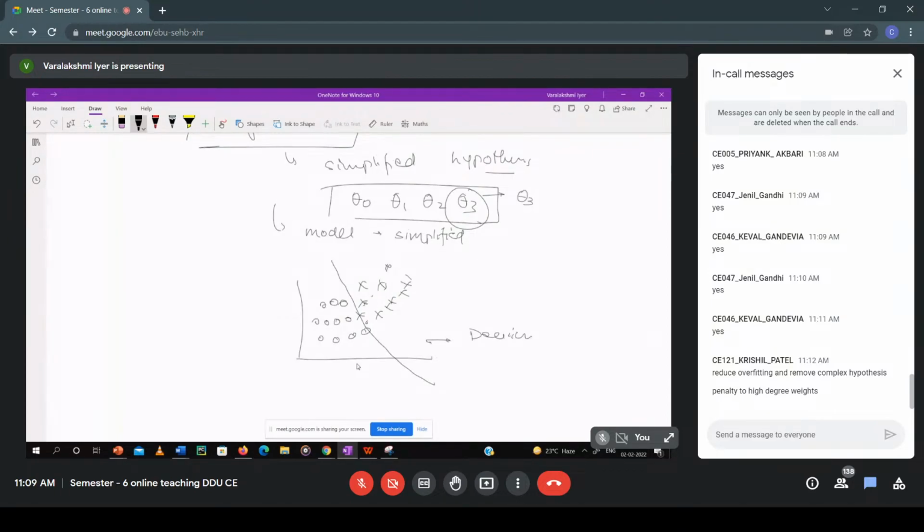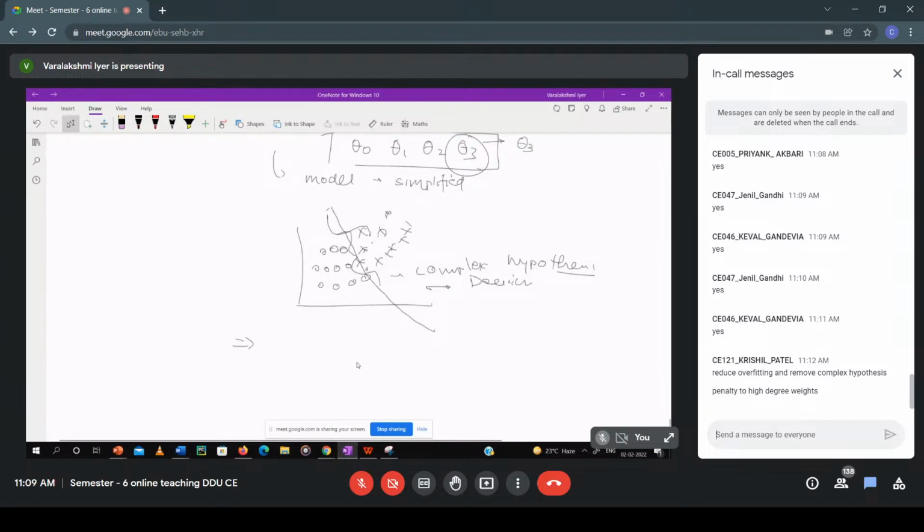But for example, if your model is trying to overfit, what will it try to do? It will try to create some complex hypothesis function, a complex decision boundary. In order to avoid that, we'll be utilizing regularization. So the concept is the same that we discussed in the case of linear regression also. We discussed regularization in detail.